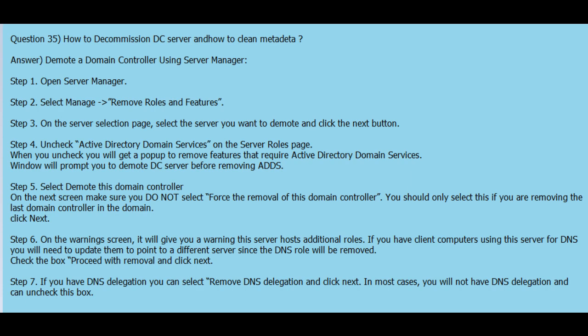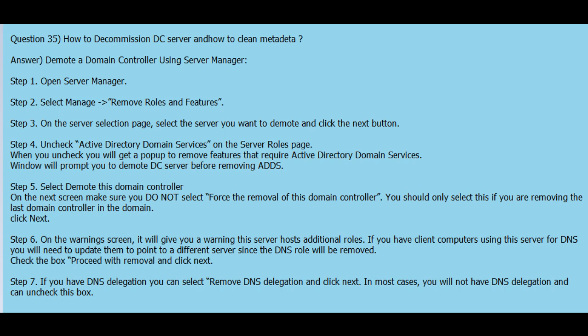Click Next. Step 6. On the warnings screen, it will give you a warning that this server hosts additional roles. If you have client computers using this server for DNS, you will need to update them to point to a different server since the DNS role will be removed. Check the box Proceed with Removal and click Next.